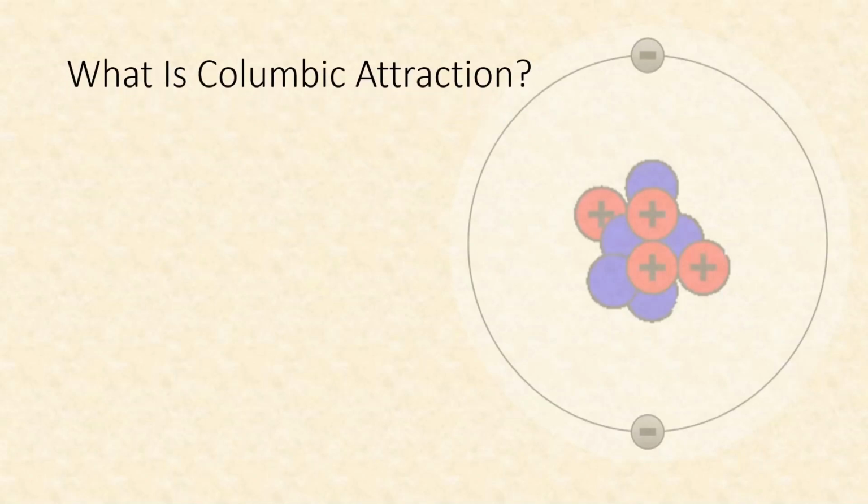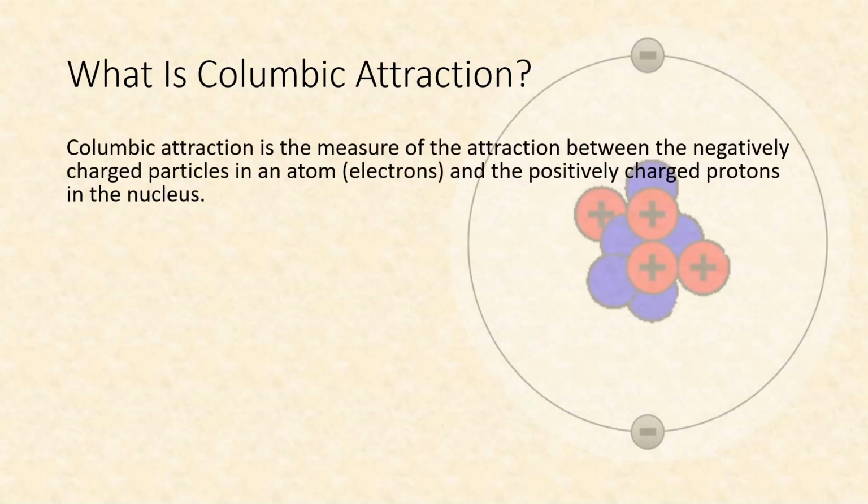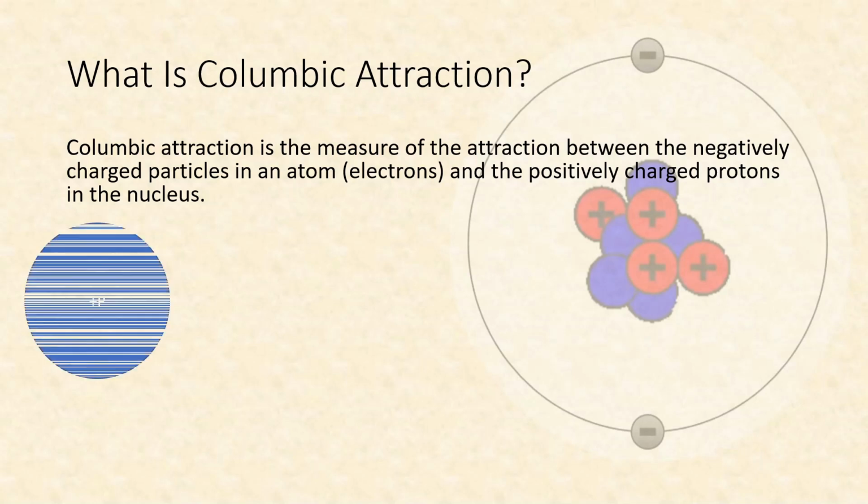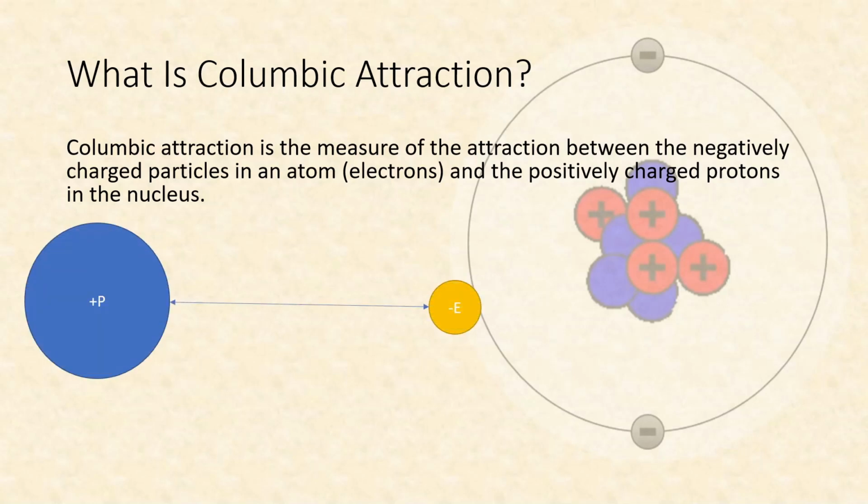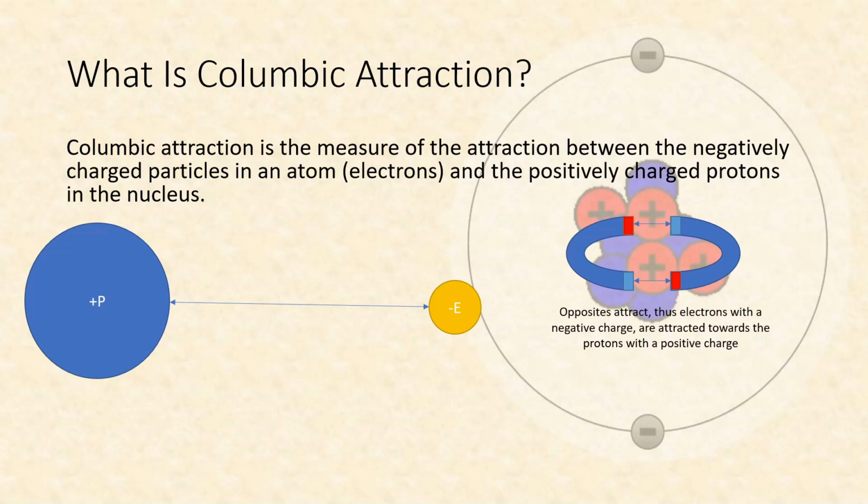Now what exactly is Columbic Attraction? Columbic attraction is the measure of attraction between the negatively charged particles in the atom, which are electrons, and the positively charged protons in the nucleus. These work almost in the same way as magnetism. Opposites attract, and thus electrons with a negative charge are attracted towards the protons with a positive charge.